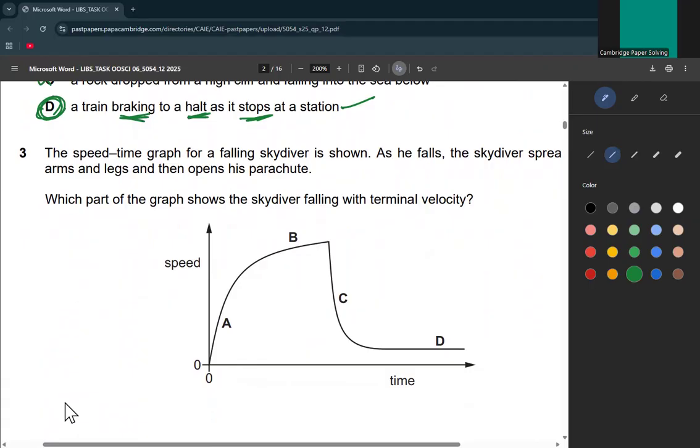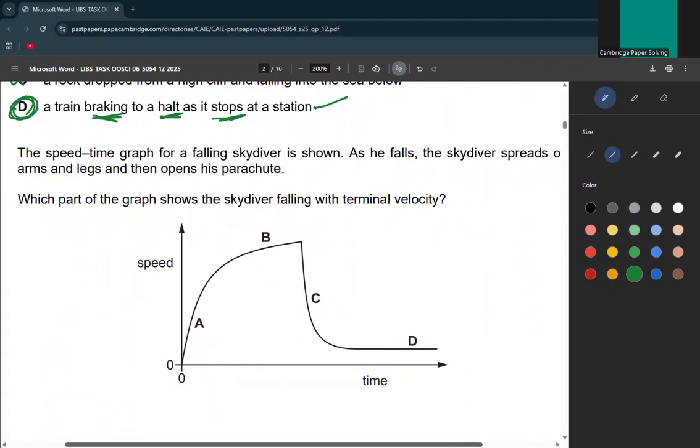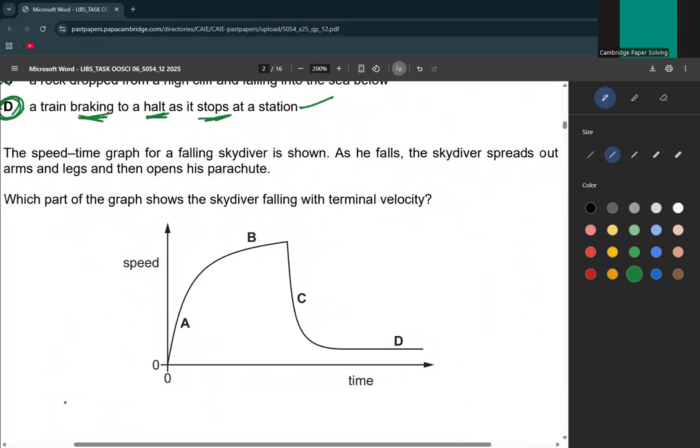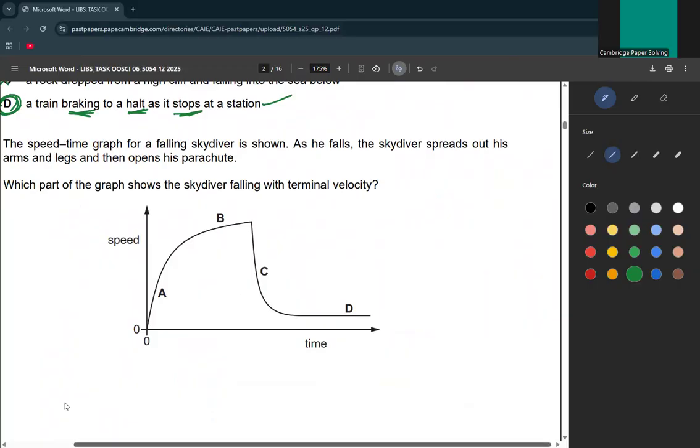Now, question number 3. Okay, so here they are asking us. Yeah, let me zoom out a bit.